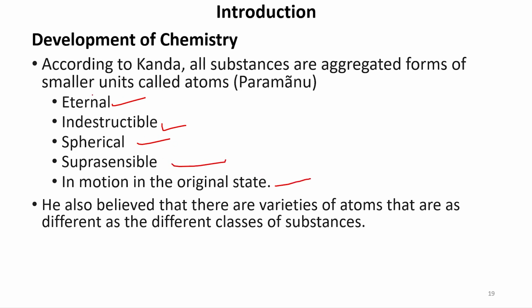Okay. Now these were the main five properties stated by Acharya Kanada for the atom. He also believed that different elements have different atoms. Yes, he has also given this classification.